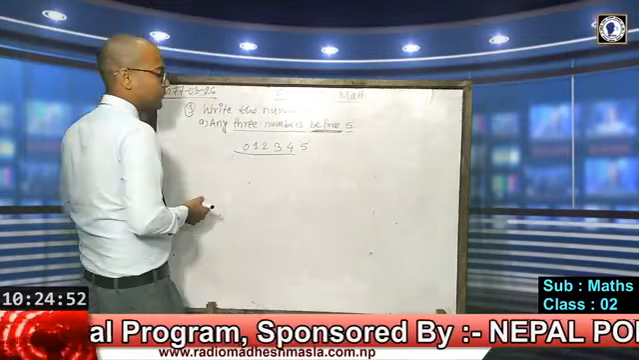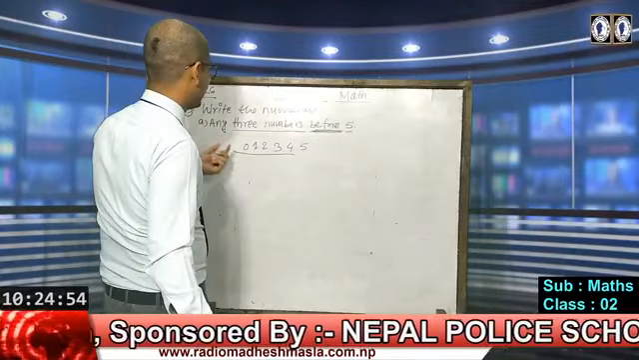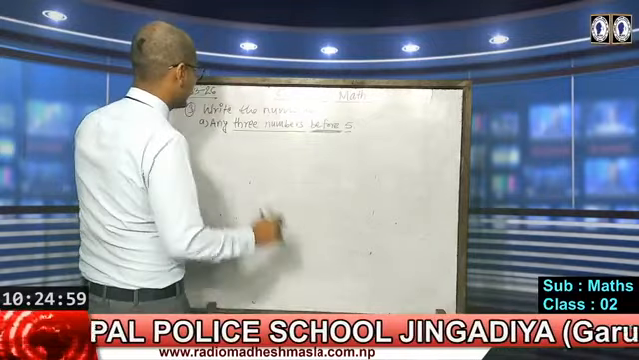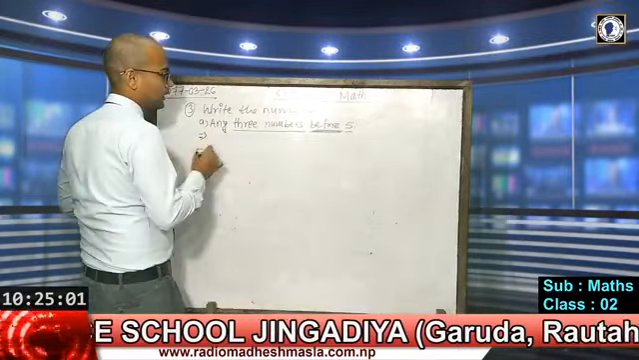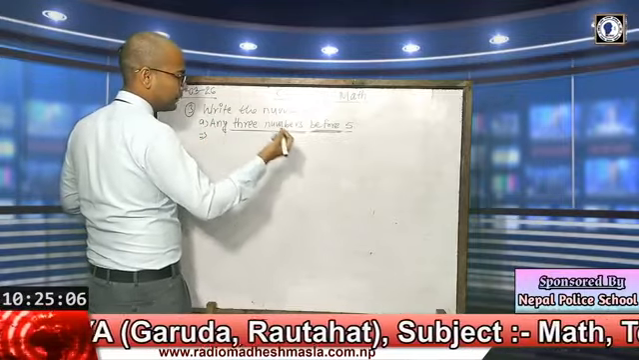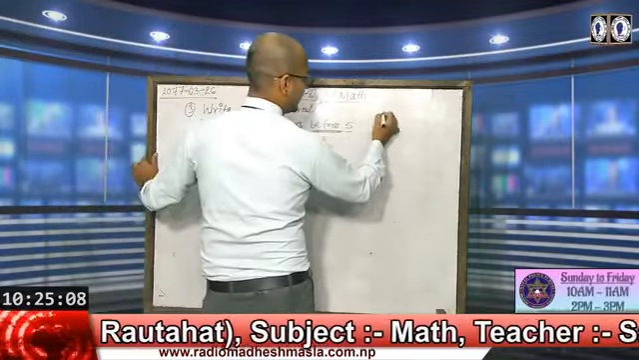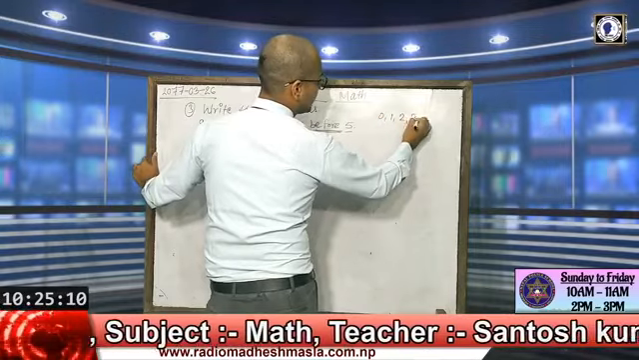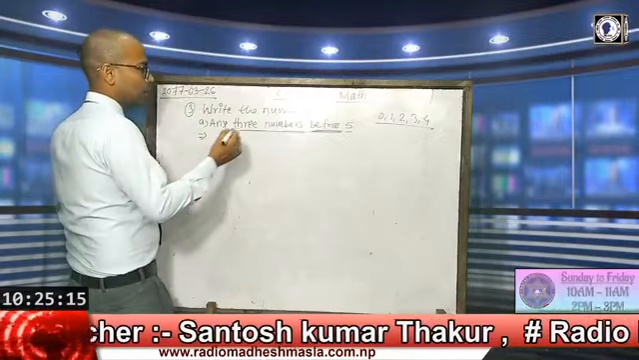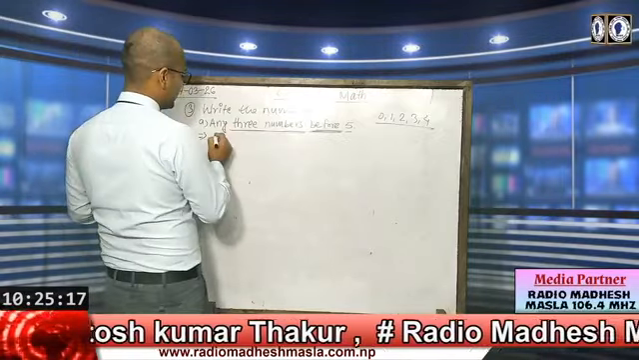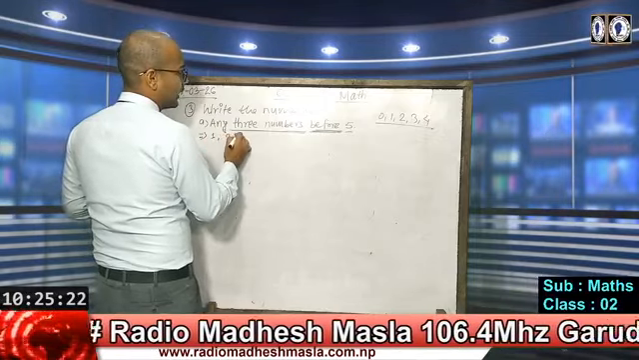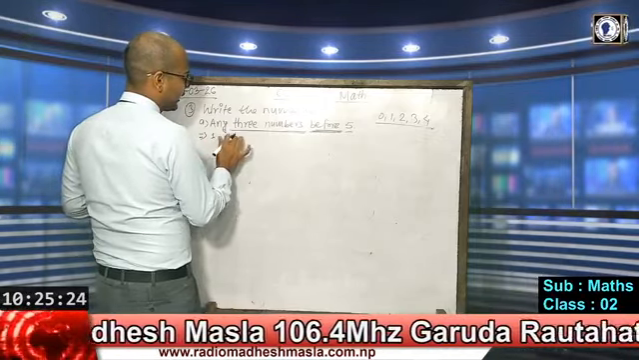So these numbers come before 5. From these numbers we should write any 3 numbers. For the answer to this question we can write any 3 numbers from 0, 1, 2, 3, 4, because these numbers come before 5. So we can write any 3 numbers. Suppose I will write 1, 2 and 3.